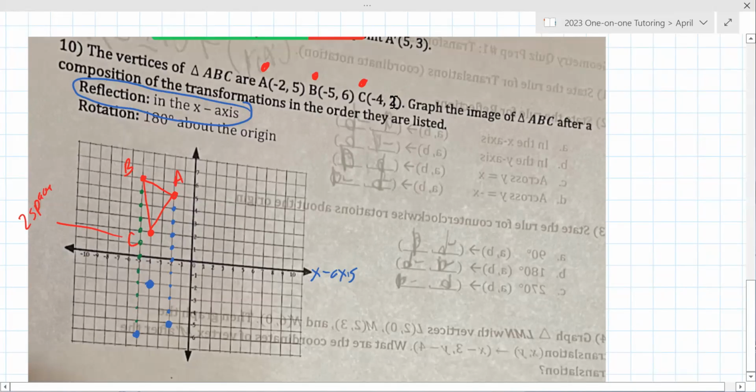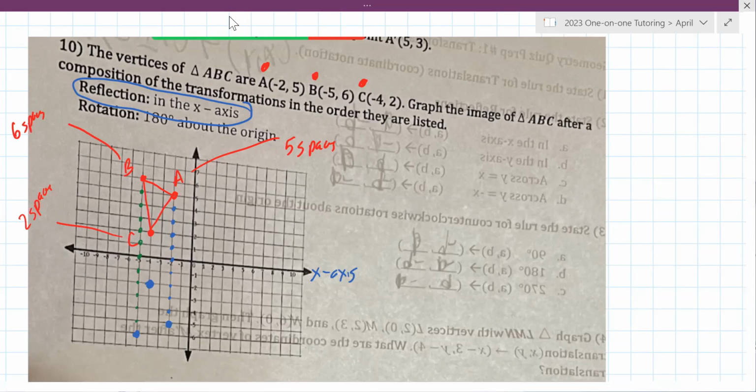Yes. 2. Okay. A was 5 spaces. What was the Y value of A? 5. Do you see a pattern here? Yeah. B is 6 spaces. What's the Y value of B? 6. Okay.